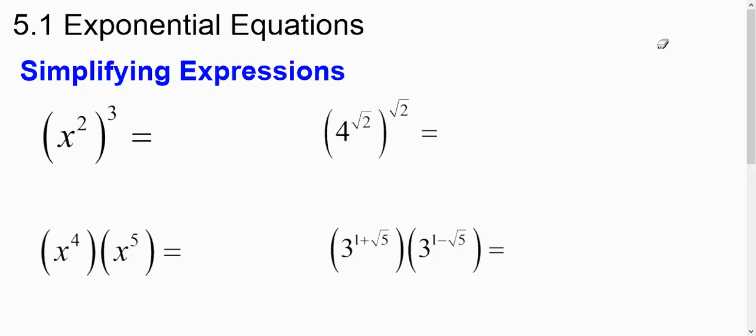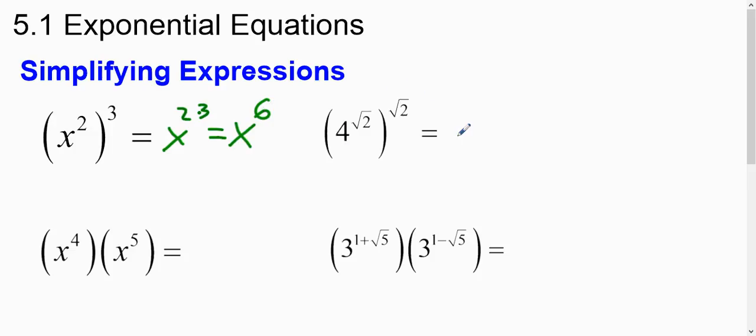Going to start by simplifying exponential expressions, which is actually like an Algebra 1 skill the first time you learned it. We'll just do some more challenging examples towards the end. But first, when you get a power to a power, x squared to the third, power to a power, you multiply those exponents. So that's 2 times 3. So it's x to the 6th. Power to a power, you multiply exponents.